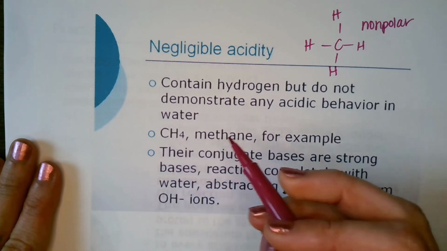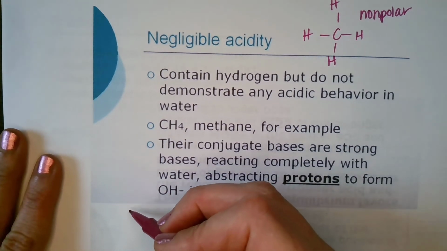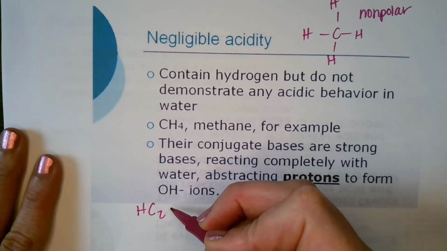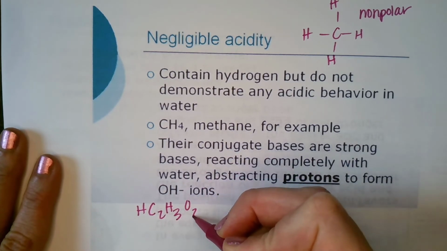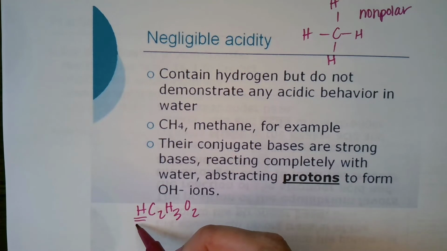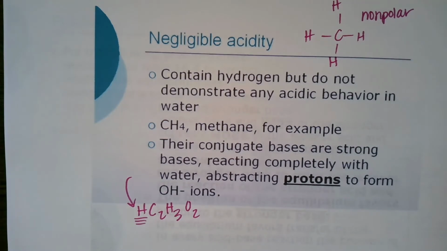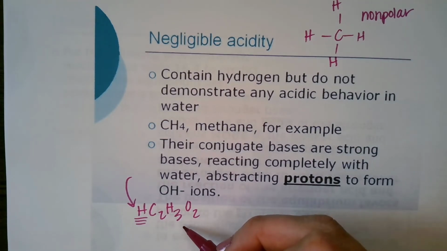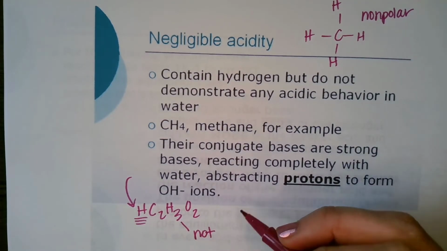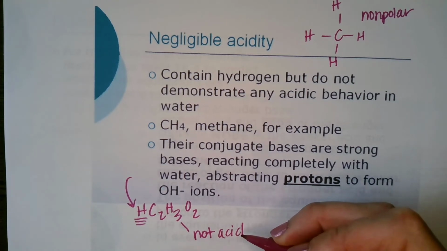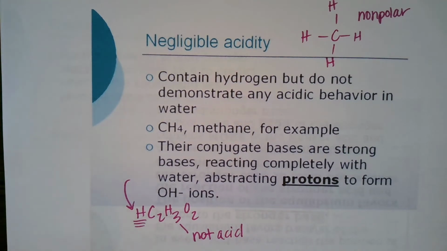But chemists have actually helped us to be able to identify what's an acid, just even by writing it. For example, acetic acid is HC2H3O2. And by writing this H right here out in front, it's showing us that this is the acid hydrogen. These ones that are buried are not acidic hydrogens.